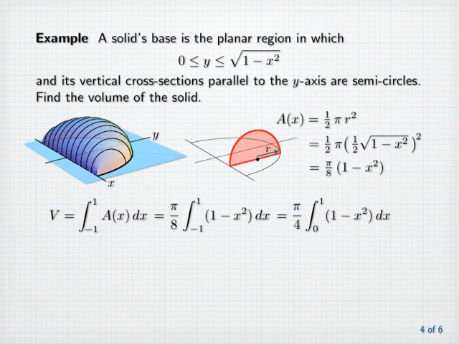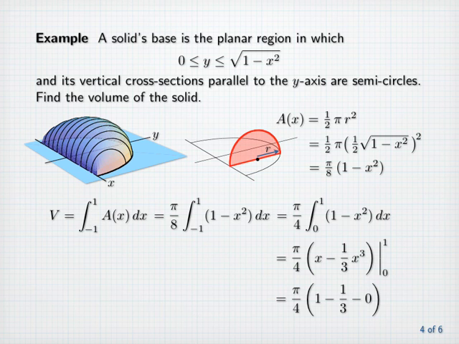Next, we anti-differentiate and evaluate between 0 and 1, and this gives us pi over 4 times 1 minus 1/3 minus 0, or pi over 4 times 2/3, which is pi over 6.